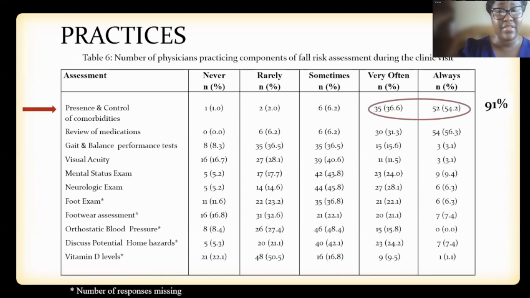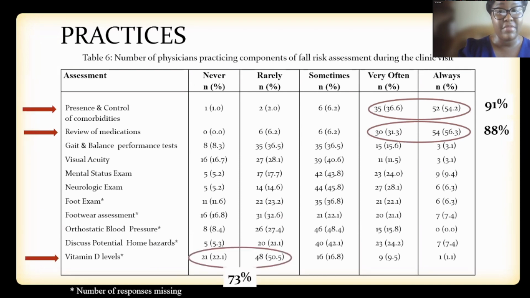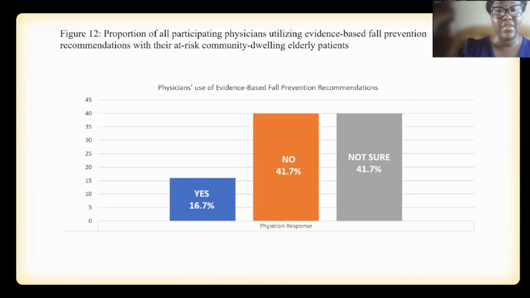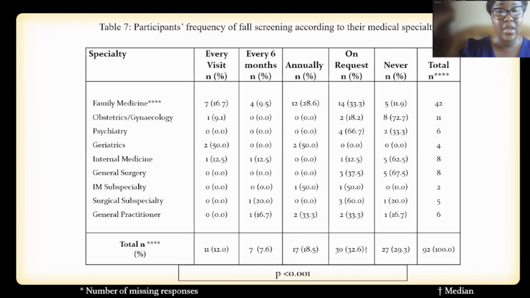Over 88% assessed for presence and control of comorbidities and review of medications at least very often, whereas vitamin D levels were either rarely or never assessed by 73%. About 17% of physicians declared they used evidence-based fall prevention recommendations, whereas the remainder equally either denied doing so or were not sure. Finally, of 92 physicians reporting their frequency of fall screening, about 33% screened on request.